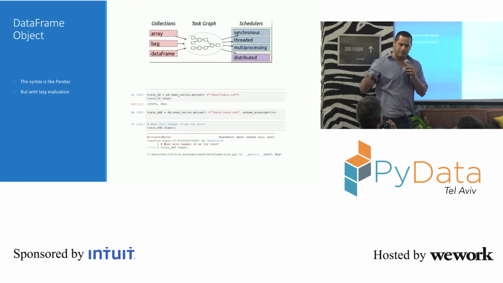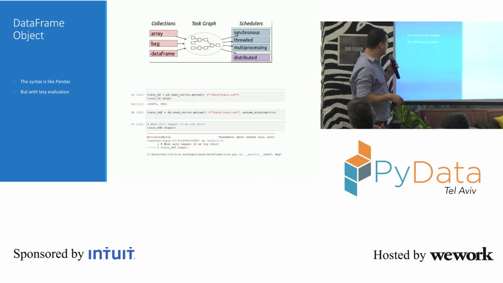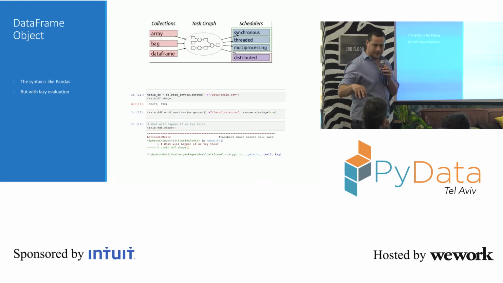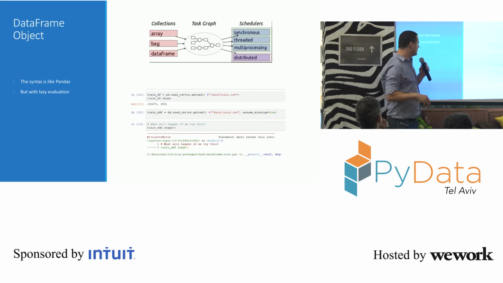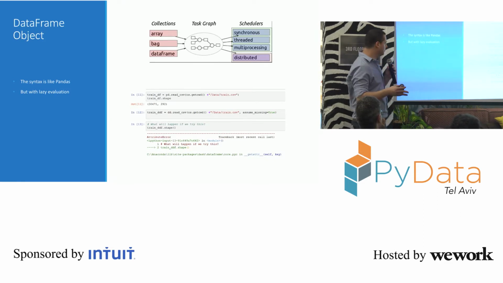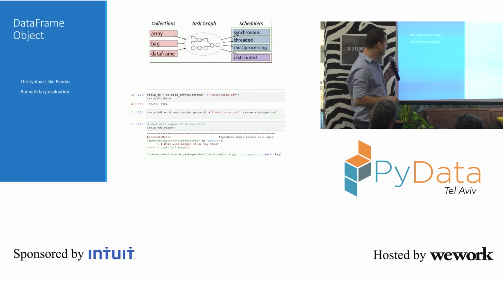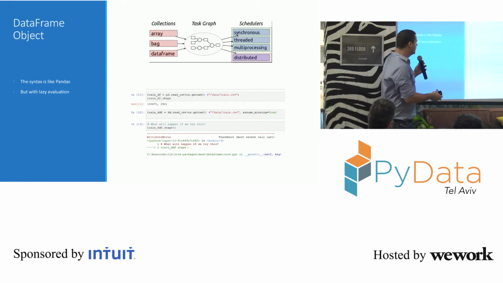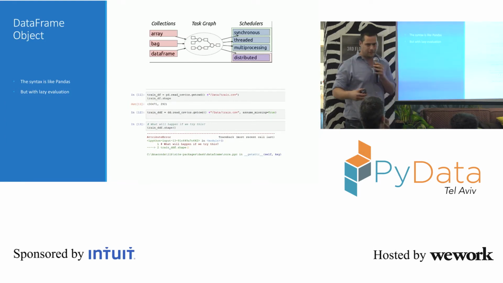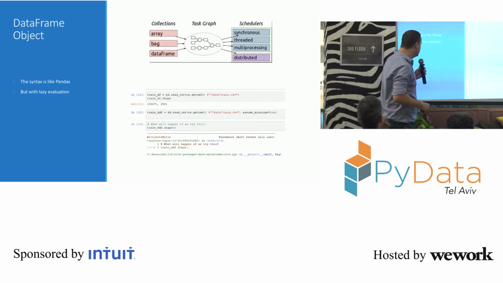Now, based on these delayed objects, Dask has built three types of collection: the array, which is parallel to NumPy array, the bag, which is mostly for JSON structures, unstructured data, and the data frame. I will focus on data frame because I think this is probably what interests most of us.